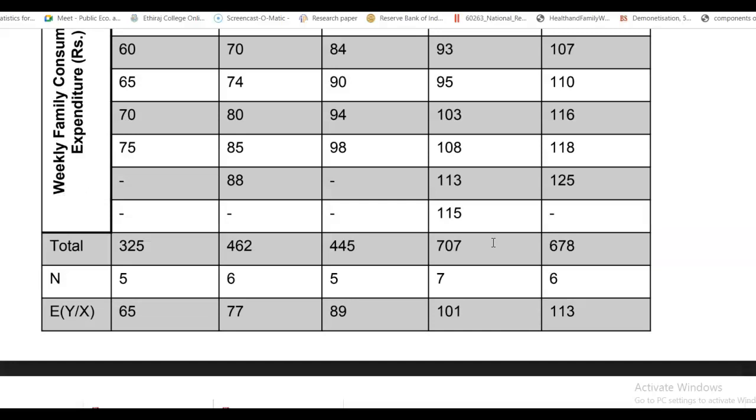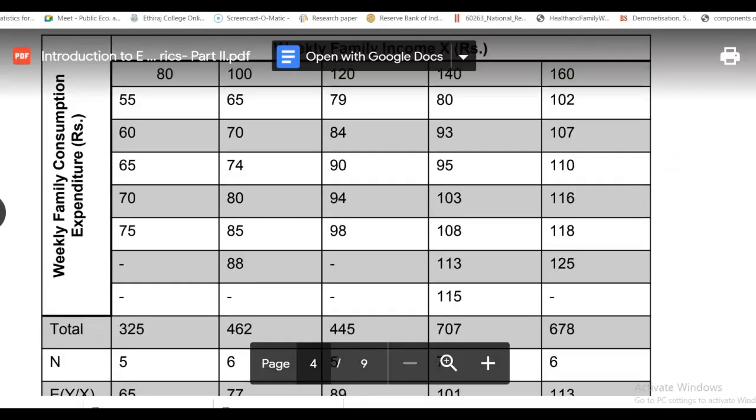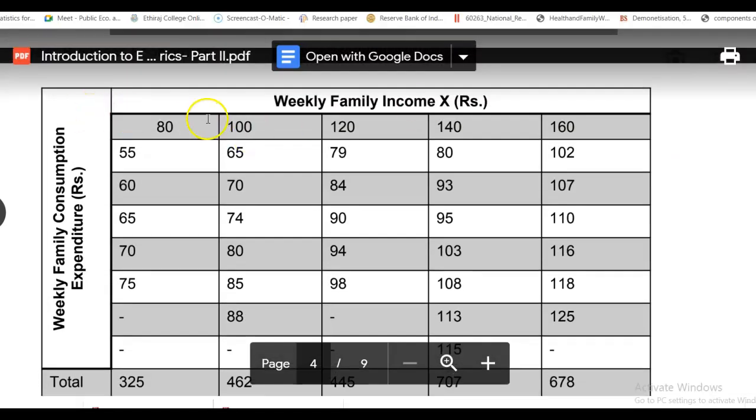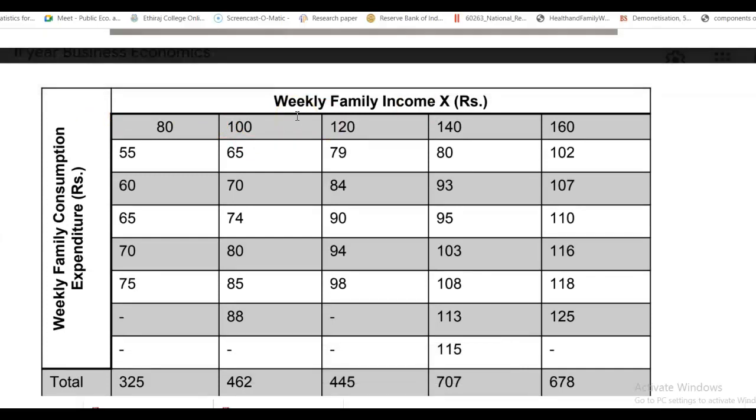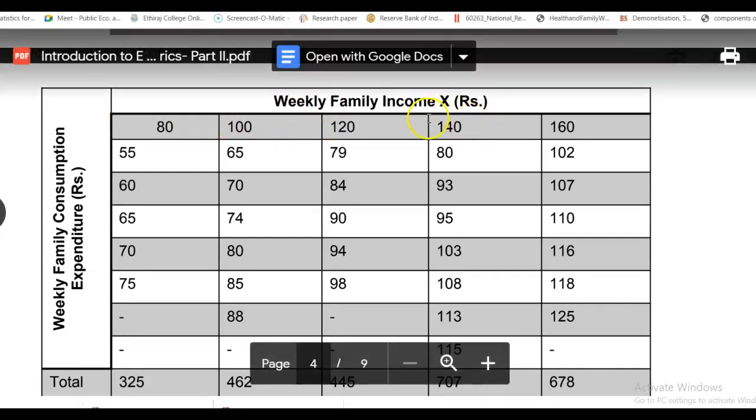How do we calculate? 325 divided by 5, which is 65. 462 divided by 6, 77. This is for your understanding purpose: how do we arrive at this conditional expected value? You can change the data and put your own data. Just remember, you have to have a fixed income. Consumption expenditure you can change accordingly when you are illustrating and showing, but this is how it is calculated.